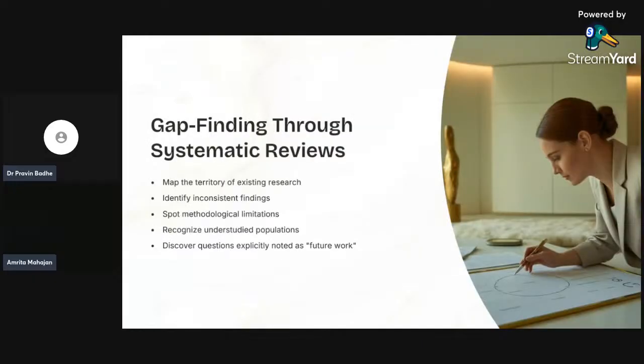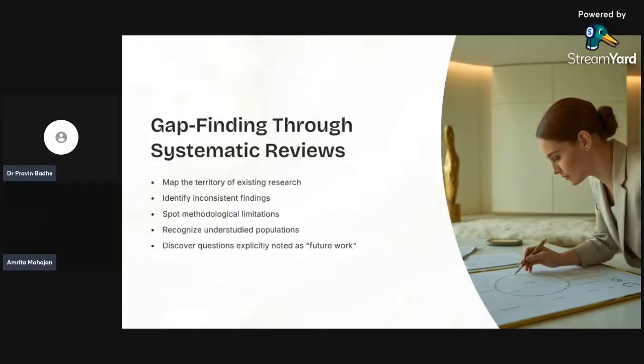Then comes gap finding through systematic reviews. It's like mapping the territory of existing research. A systematic review starts by creating a comprehensive map of all the relevant studies on that particular topic. This might help you see the bigger picture, to identify where that field is well researched and where it is not.